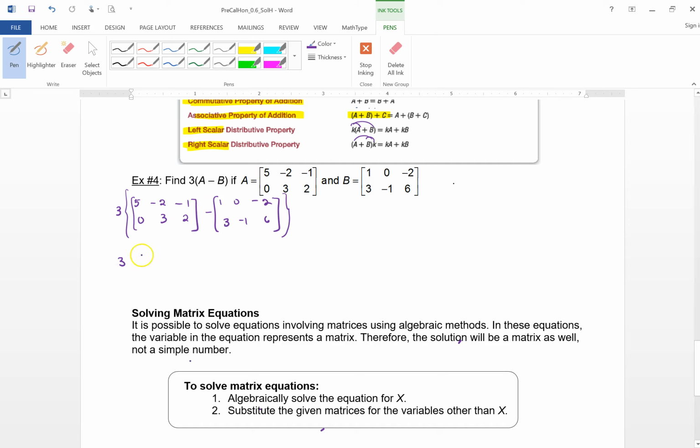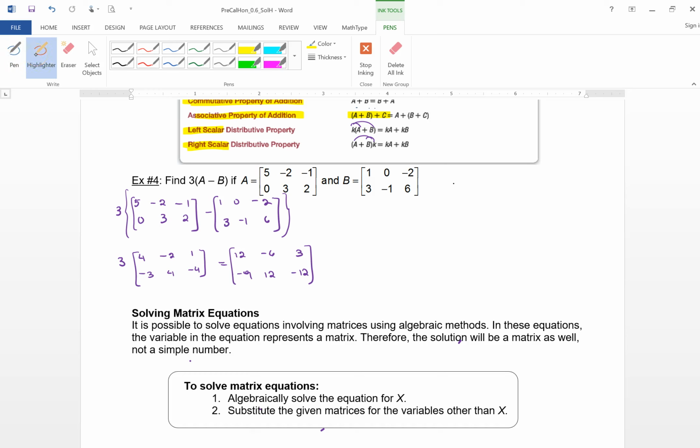All right, so 5 minus 1 is 4. Negative 2 minus 0 is negative 2. Negative 1 plus 2 is 1. And here I have 0 minus 3 is negative 3. 3 plus 1 is 4. 2 minus 6 is negative 4. Okay? And now we're going to distribute the 3. So we're going to get 12, negative 6, and 3. Negative 9, 12, and negative 12. So this is just basic operations.